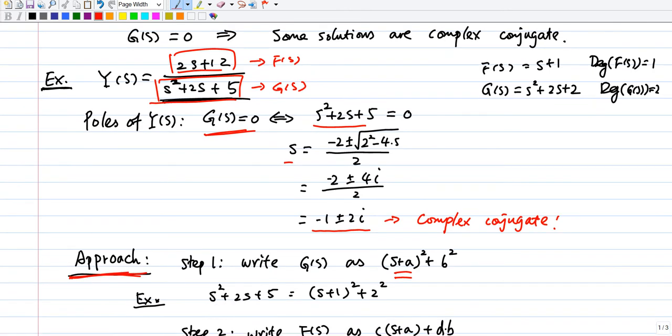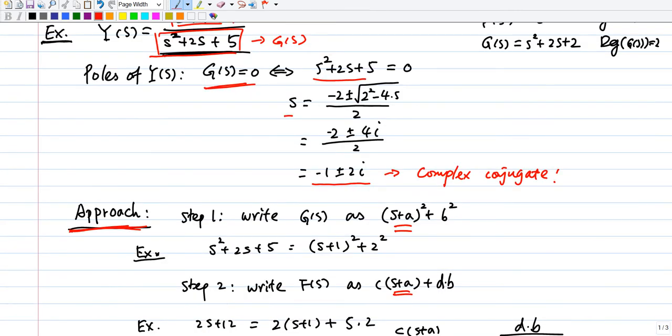If we have complex conjugate poles, step 1 is to write G(s) as (s + a) squared + b squared. This is the form. For the previous example, G(s) is s squared + 2s + 5. So this one can be written as (s + 1) squared + 2 squared.